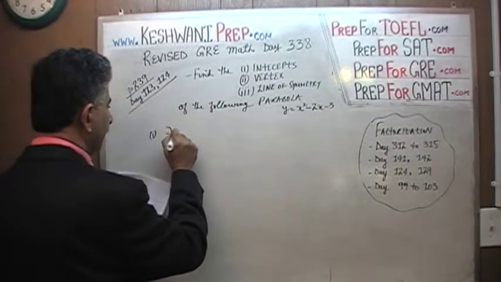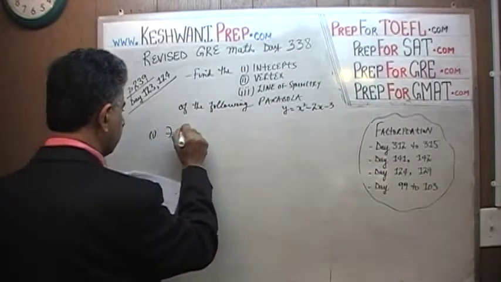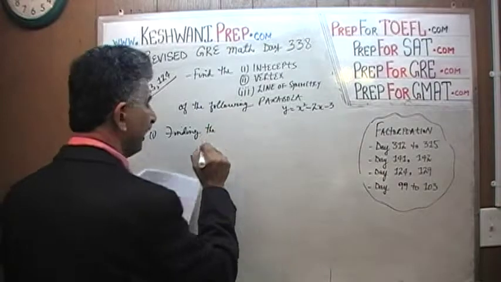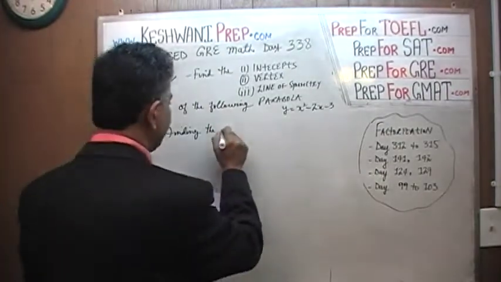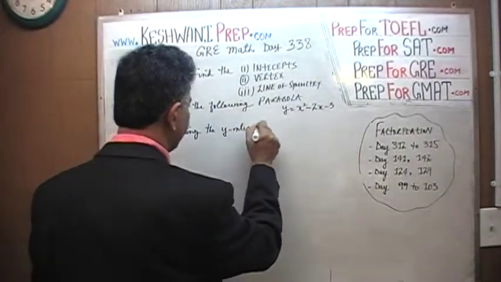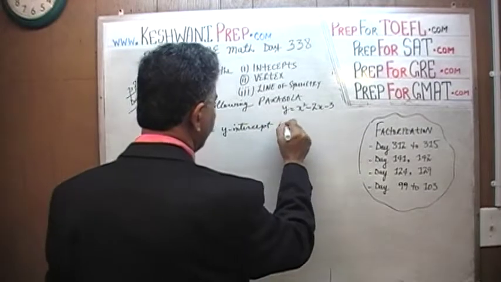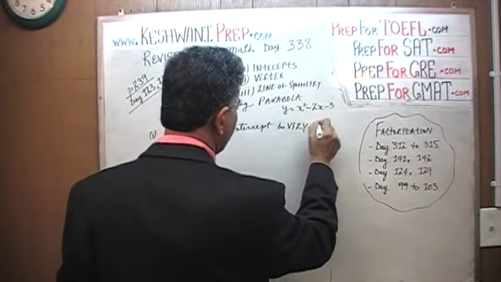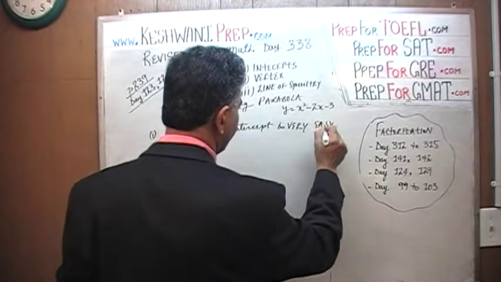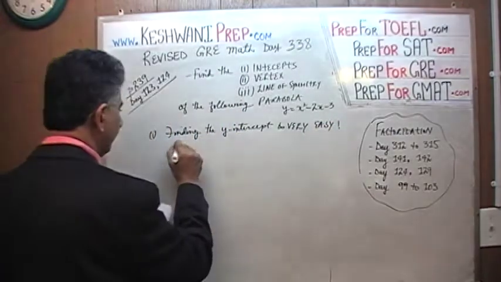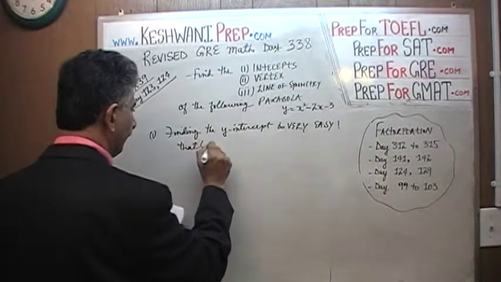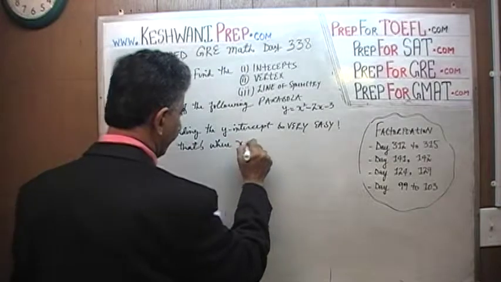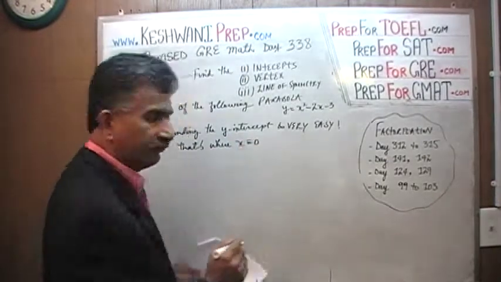We're going to start with the simplest thing first. Finding the y-intercept is very easy. It's very easy. That's where x is equal to 0. That's where x is equal to 0.